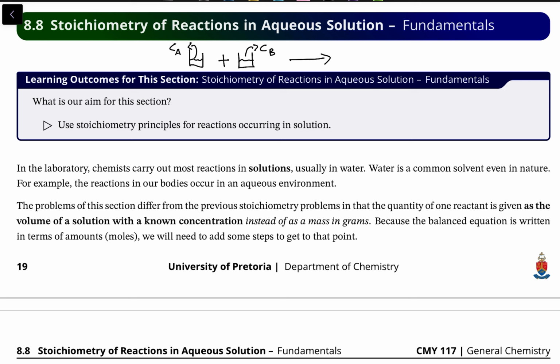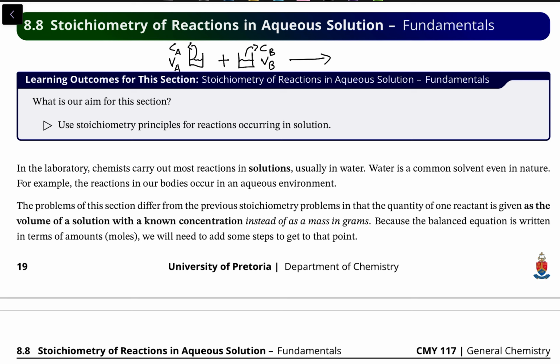Okay, and we need to get used to working with concentrations and, of course, subsequently the volumes of those solutions, and what happens when we add those together. How do we deal with those mechanics? Meaning, what will happen thereafter? All right, so that's the idea of this little short section. And most of these will happen in water. So most of your solutions will be in water.